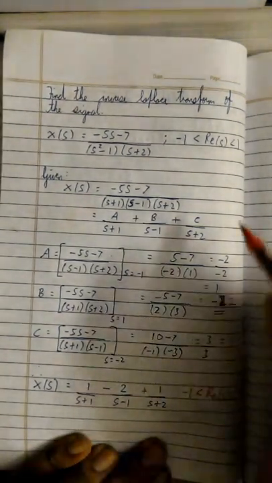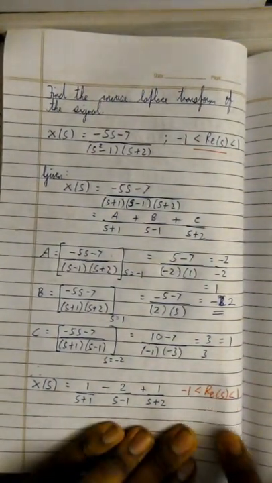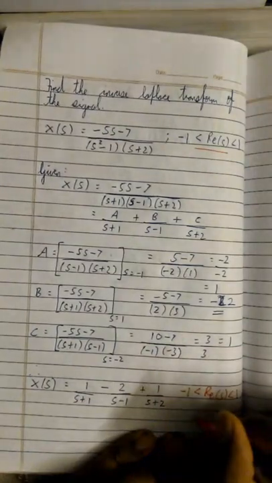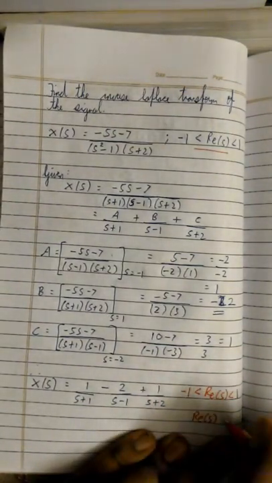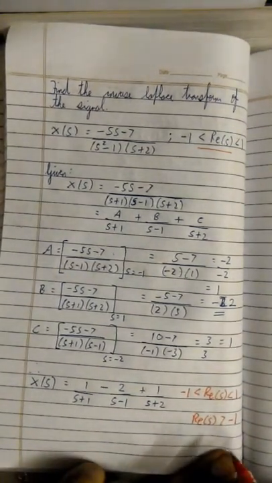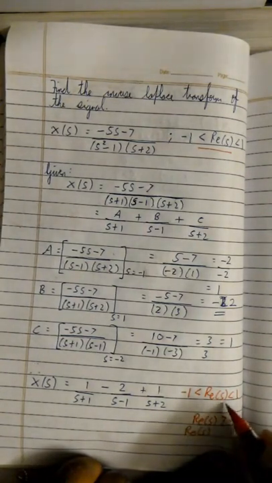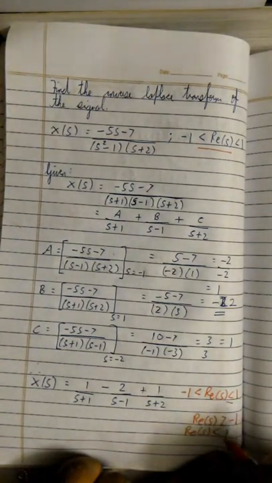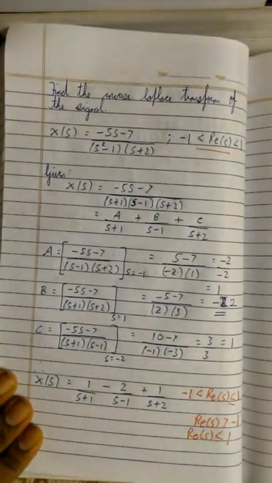This is the ROC that is given in the question. Okay, so what does this equation mean? This equation means that the real part of s is greater than minus 1, and the real part of s is less than 1. So the real part of s is greater than minus 1 and less than 1.